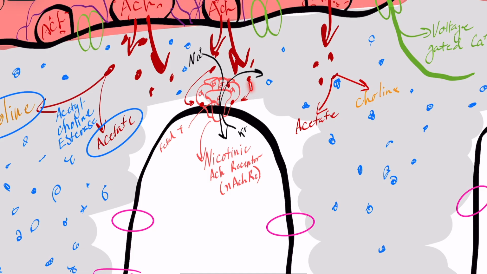The binding of one acetylcholine leads to the increased affinity of another acetylcholine binding site through conformational change, and this is similar to what you see with hemoglobin and conformational change with oxygen.